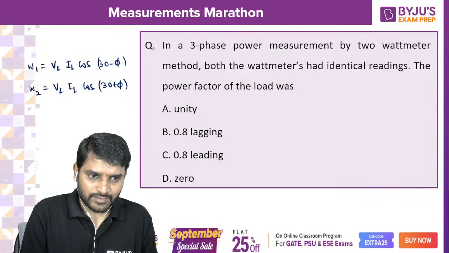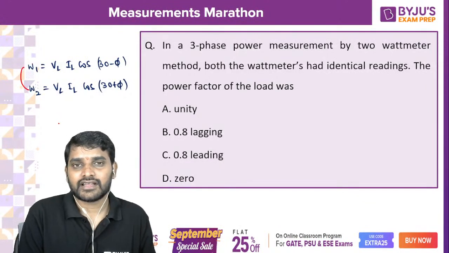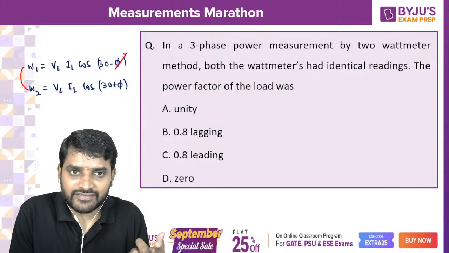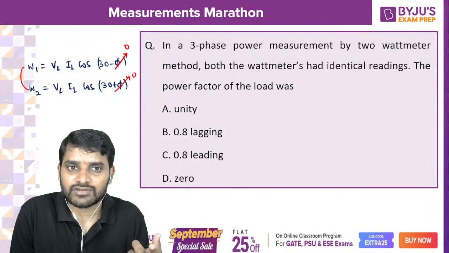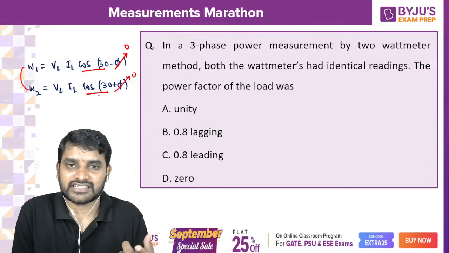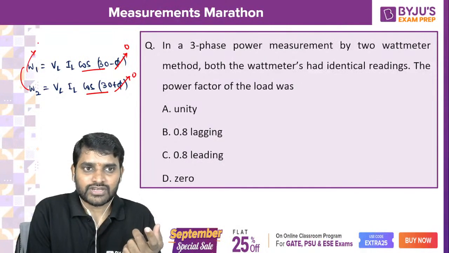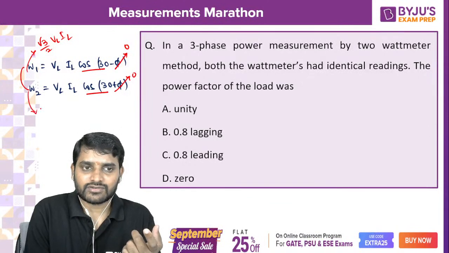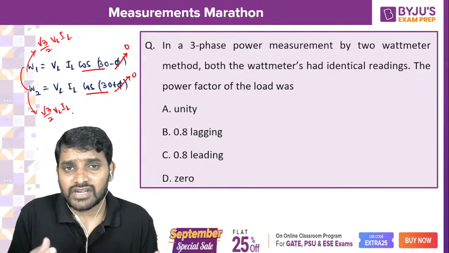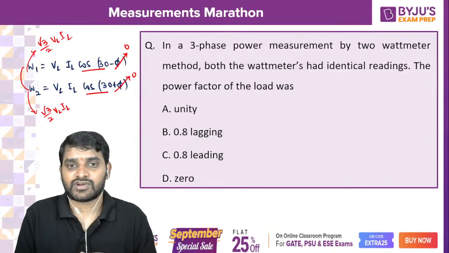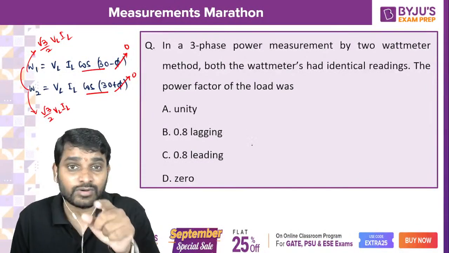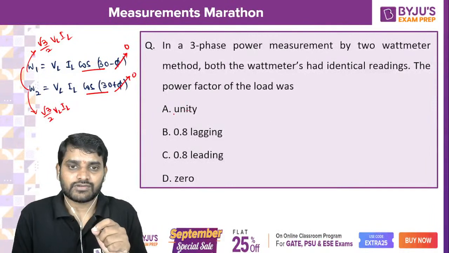Now he is expecting both the wattmeter readings to be equal. When is it possible? When you make phi equal to 0, this will be cos 30, and this will be cos 30. Cos 30 is root 3 by 2. So W1 is root 3 by 2 times VL IL, and W2 is also root 3 by 2 times VL IL. So both the wattmeter readings are the same at 0 power factor angle, cos 0 is unity.